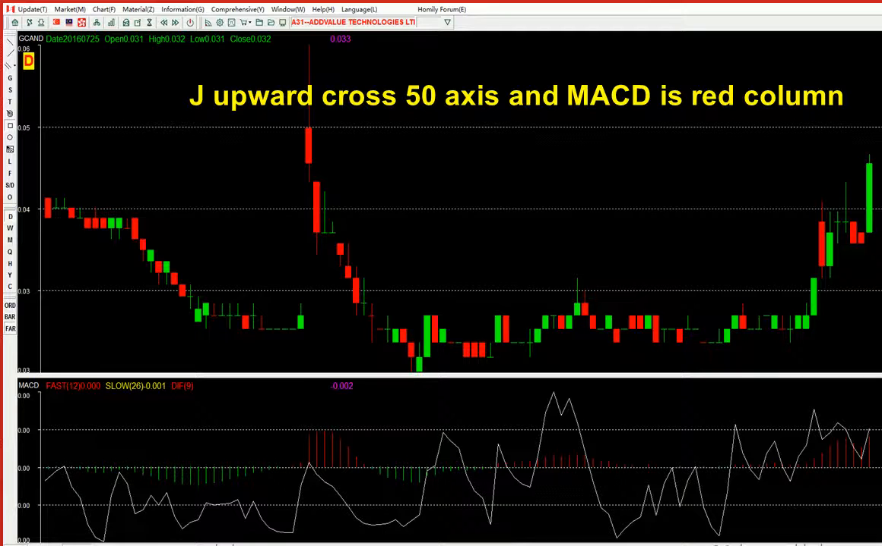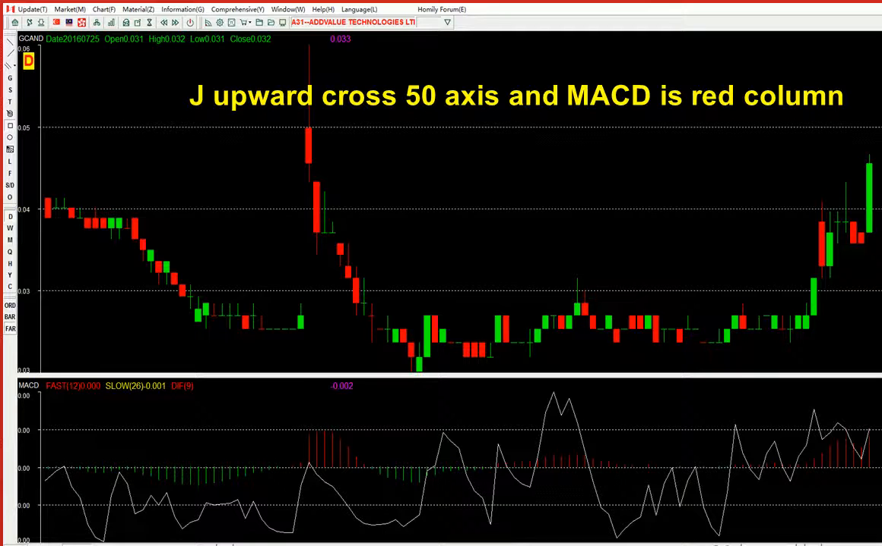But this method is only for buying, okay? So we can see this one. J upward cross the 50 axis, okay? So this one, can we buy or not? Okay, can buy. So how about this one, can buy or not? The J line upward crosses the 50 axis. So this one can buy or not? Some members said yes, some members said no.